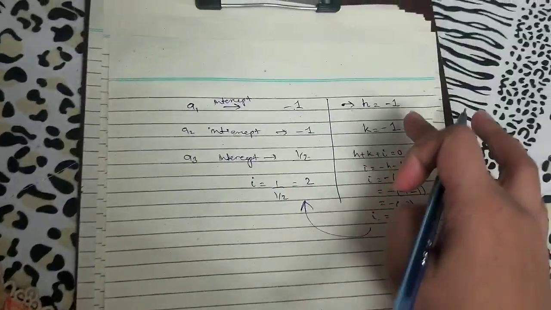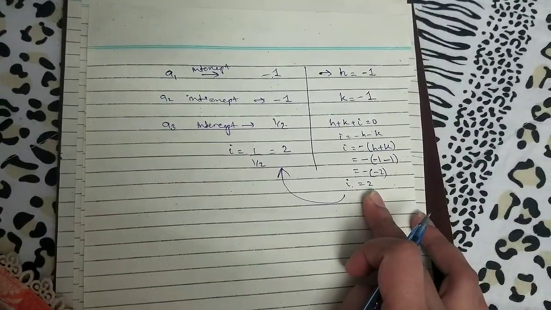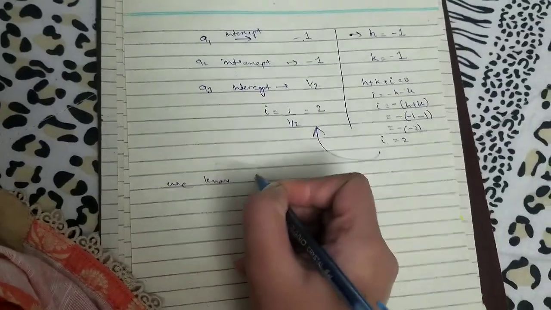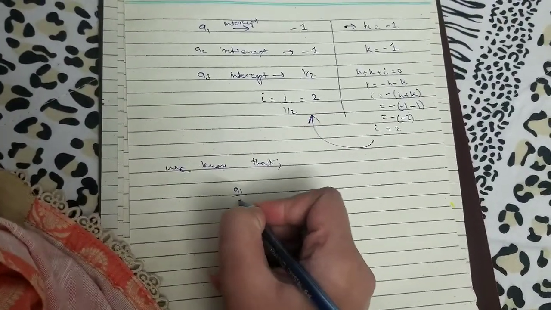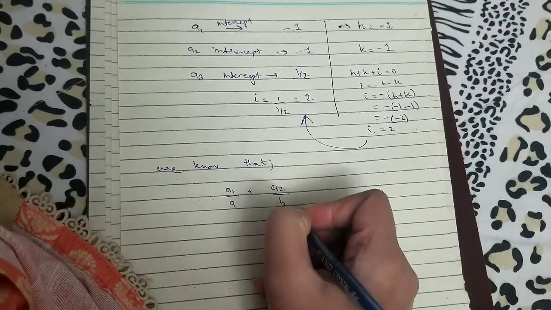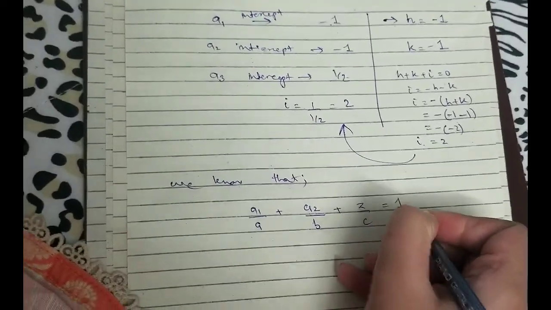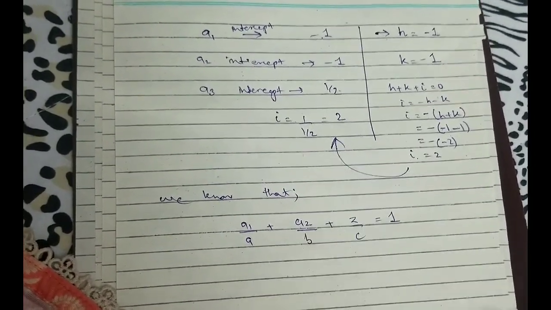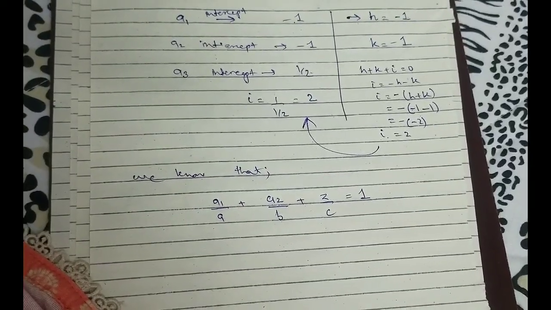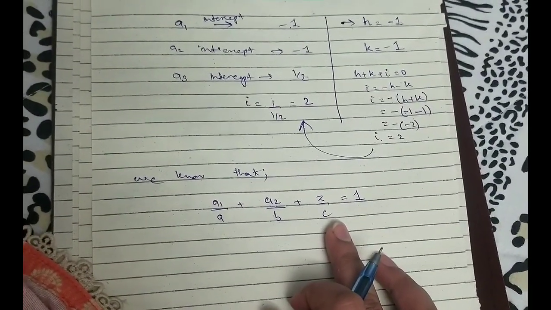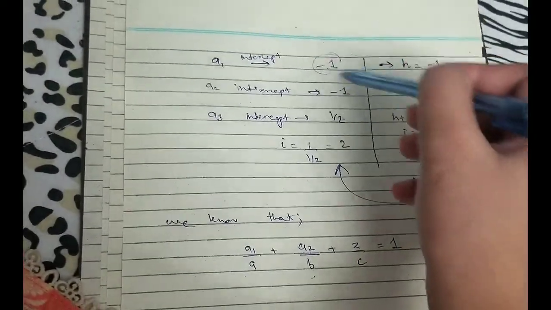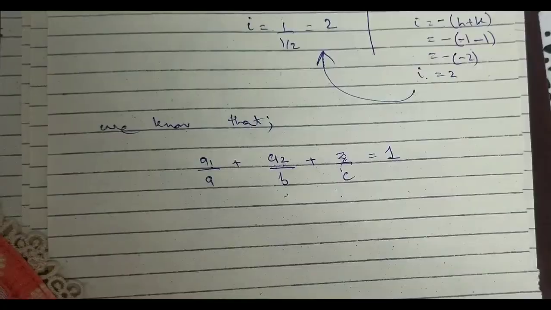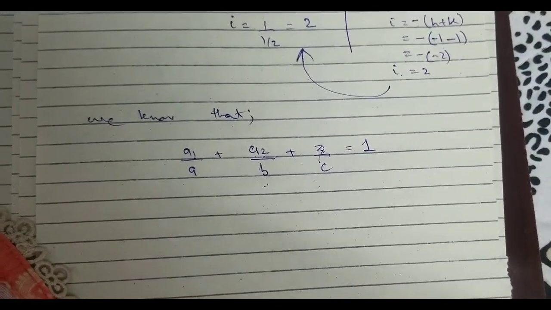So we now know three of the indices, -1, -1 and 2, but the fourth index needs to be determined, and for this we'll use the equation of the plane: a1 by A plus a2 by B plus Z by C equals 1, where A and B are the intercepts corresponding to the a1 and a2 axes, and C is the intercept for the Z axis, which is something that we need to find out. A and B are known, -1 and -1, and a1, a2 and Z are any suitable point on the plane. An appropriate point has to be taken so that we can find the value of C.